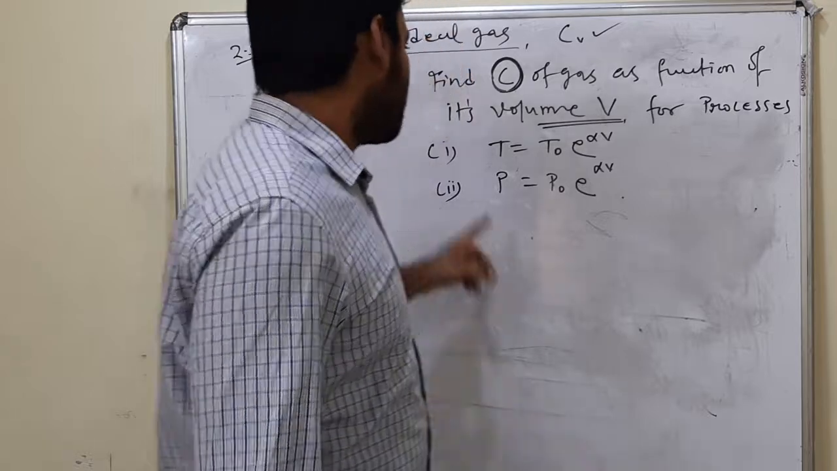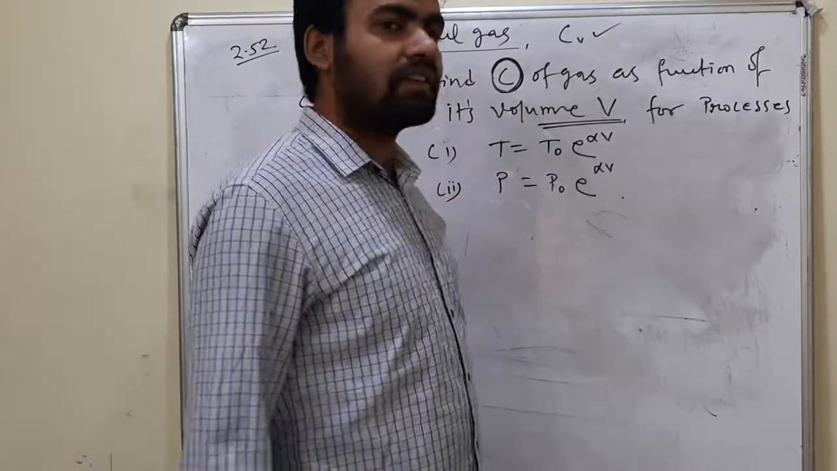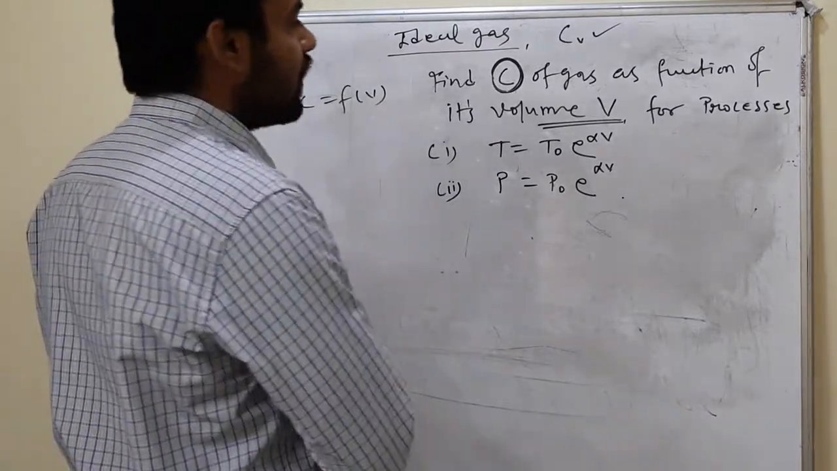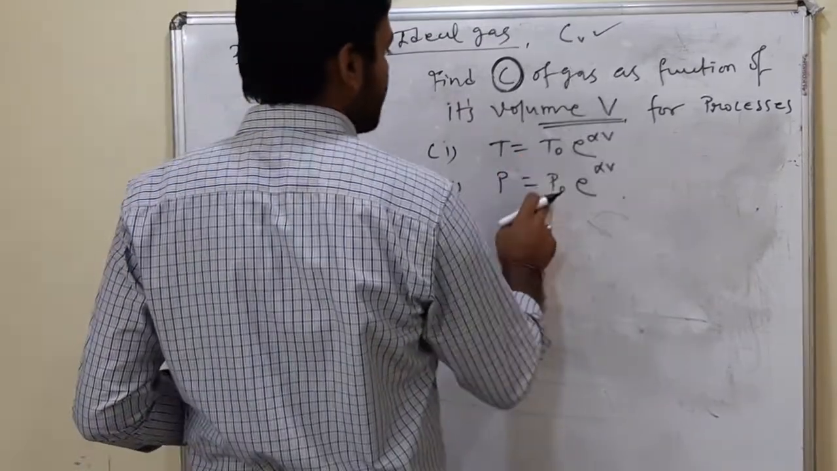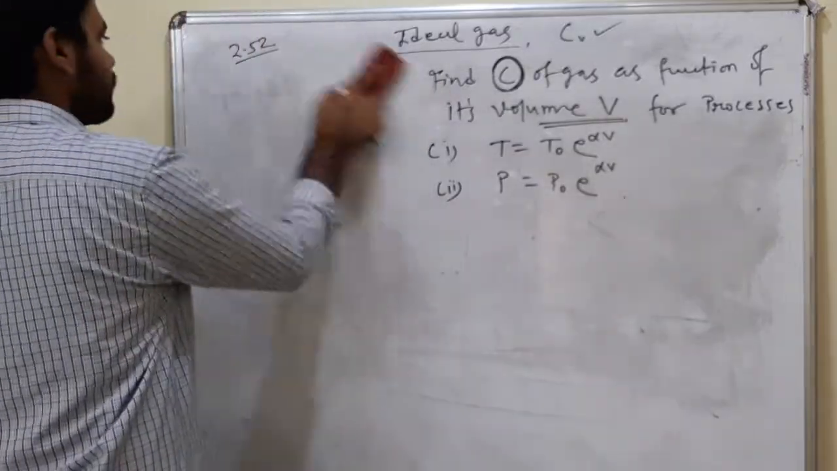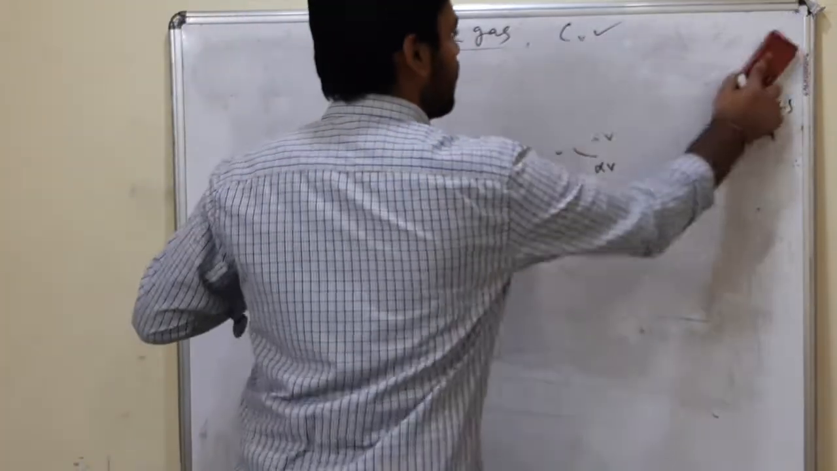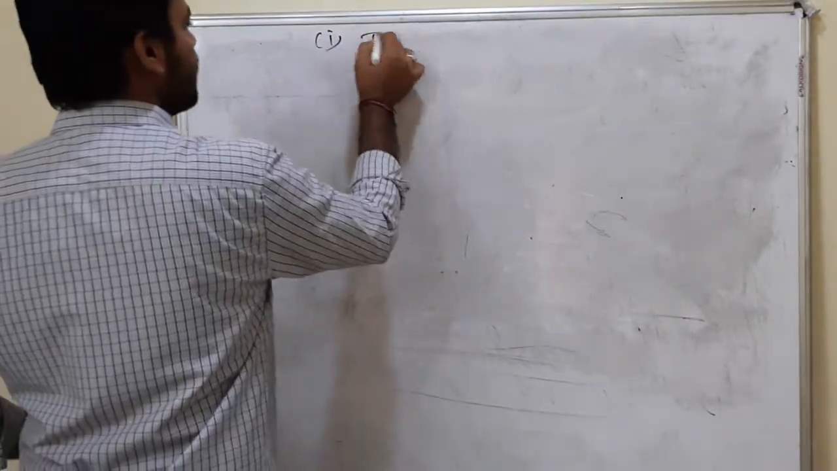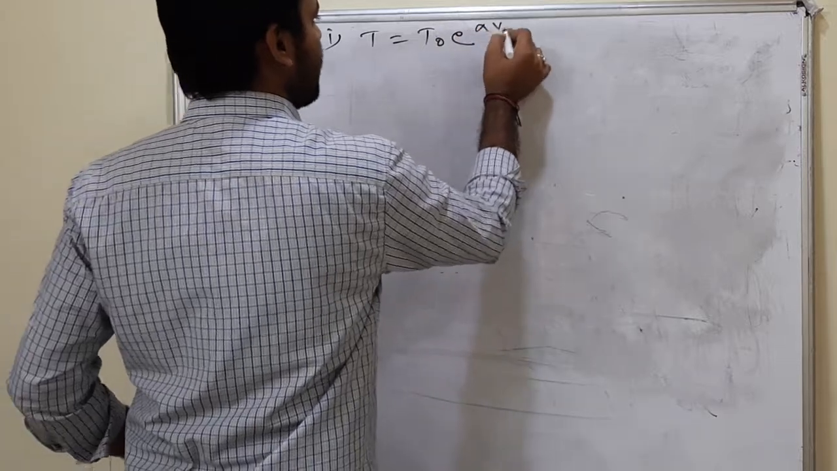Okay, so we have to find C as a function of volume, and we have to find this C for two processes. The first process is T equals T naught e to the power alpha V, and the second is P equals P naught e to the power alpha V. This T naught, P naught, alpha are constants. So the first process is T equals T naught e to the power alpha V.